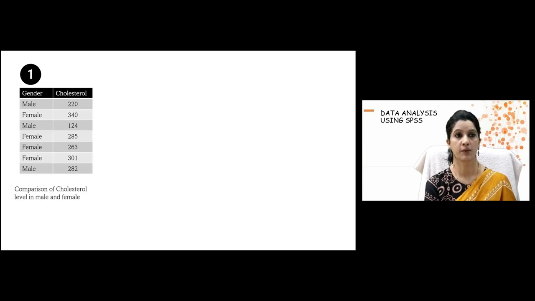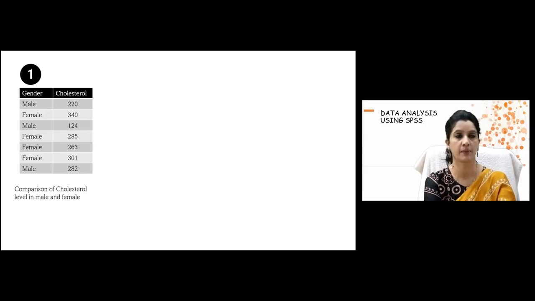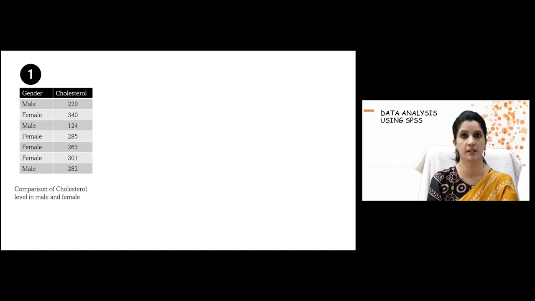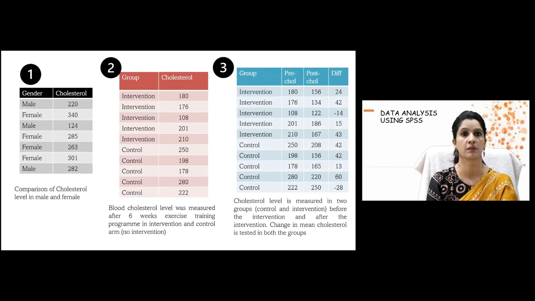Now, here you can see there is one example, gender and cholesterol level. You can see that male is having 220, female 340, and there are various examples. I think, is this question there in the Mentimeter also? This question is not there, I guess. So if it is there, then should I administer it with Mentimeter? No, it's about the three study designs.